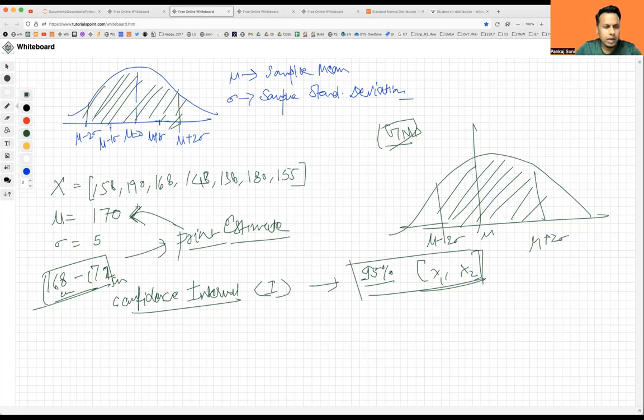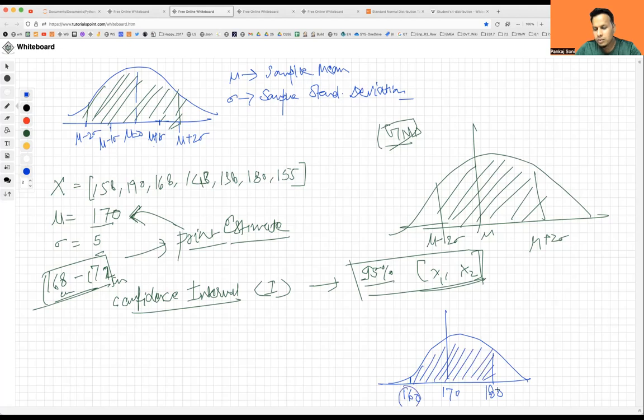What are my x1 and x2 values? Let's say you have already been given mu 170 and sigma 5. In this case, my 95% probability of getting the mean height is 170 plus minus 2 sigma. 2 sigma is 10, so this will be 180, and this will be minus 10, so 160. So I'm 95% confident that my mean will fall between 160 and 180. That is your confidence interval. So the mean falling between 160 and 180 is equal to 95%.